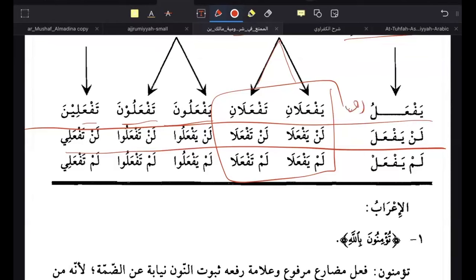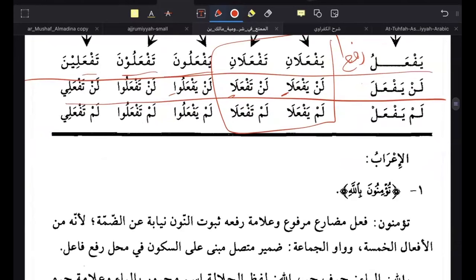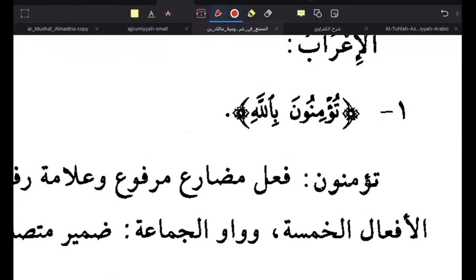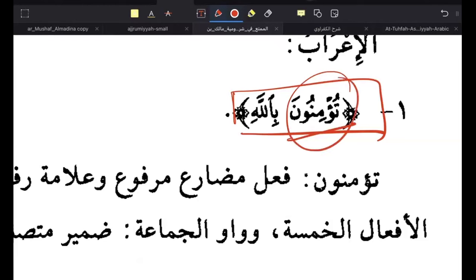I think I should have written this one. Raf state. For the nasb state, you say lam yaf'ala, the hadf an-noon. So he's just giving you the same thing we talked about. And for the jazm state, he removes as well. Then he goes a little bit into details. For example, here Allah says yu'minuna billahi. This is one of your min af'alil khamsa.